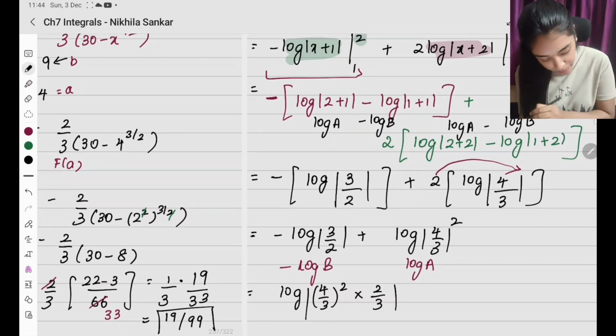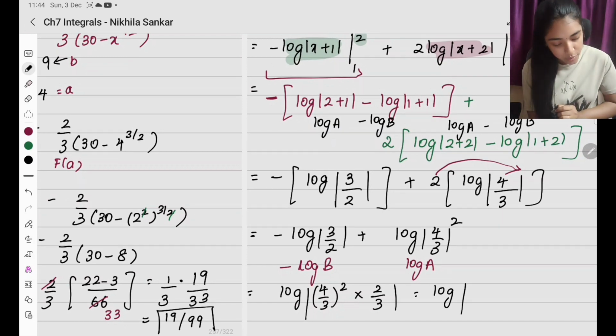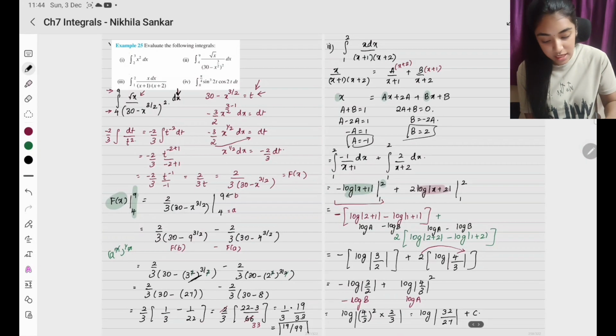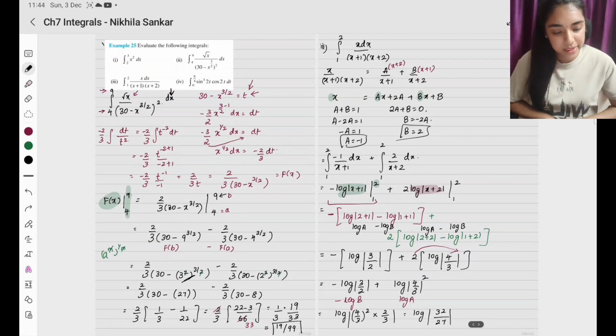So when I simplify, I have log mod 4 square is going to be 16. 16 2s are 32, divided by 3 square is 9. 9 3s are 27. Okay. So this is my final answer. Plus C. Okay, there is no C. Remember, there is no integration constant. Okay. Please copy.